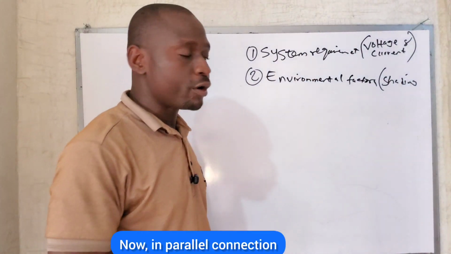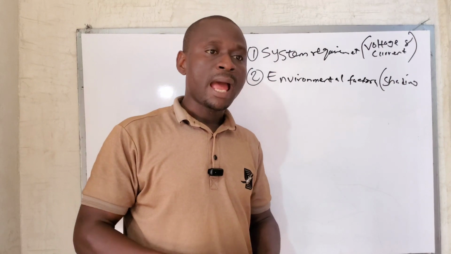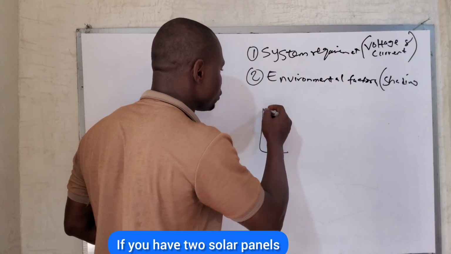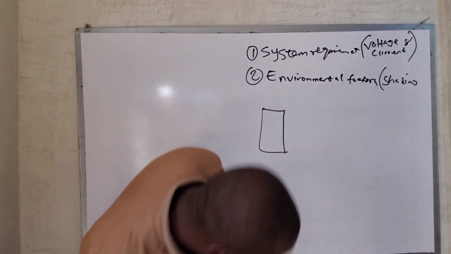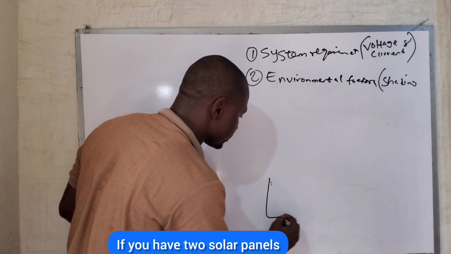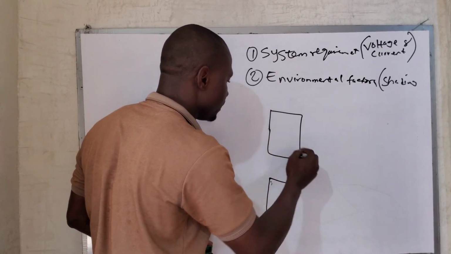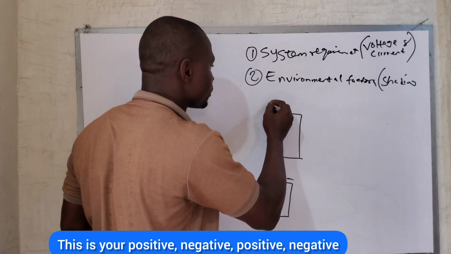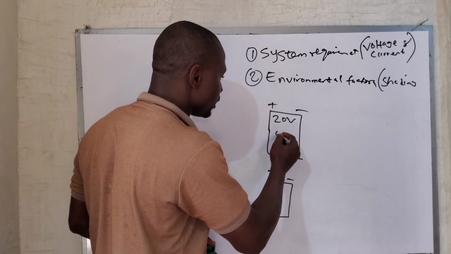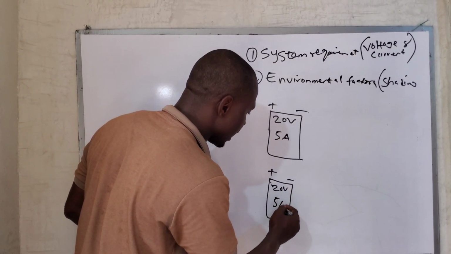Now, in parallel connection, when you connect your solar panels in parallel, current will double and voltage will remain the same. This is what I mean. If you have two solar panels, this is panel 1, and this is panel 2. This is your positive, negative, positive, negative. And the open circuit voltage is 20 volts, your short circuit current is 5 amps.